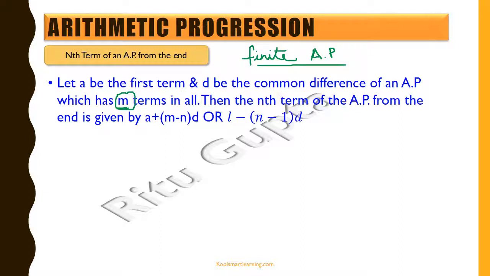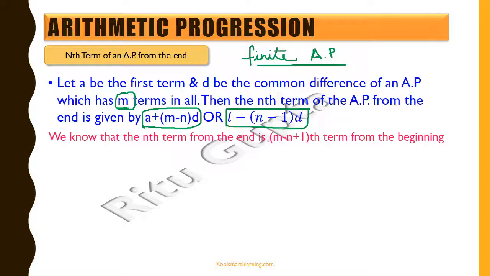Then the nth term of the AP from the end is given by either this formula, a plus (m minus 1) into d, or by this formula, l minus (n minus 1) into d, where l is the last term of this AP. Let's see how we reach this.